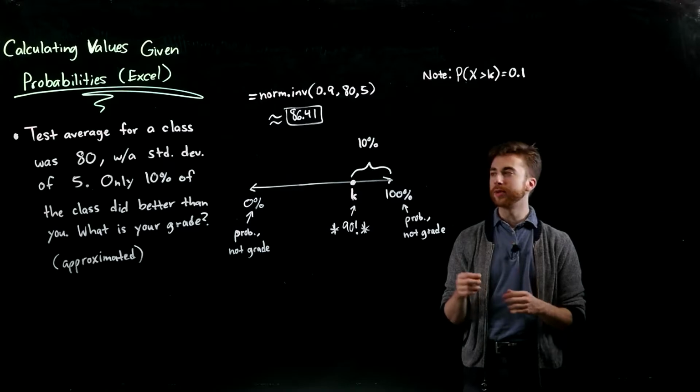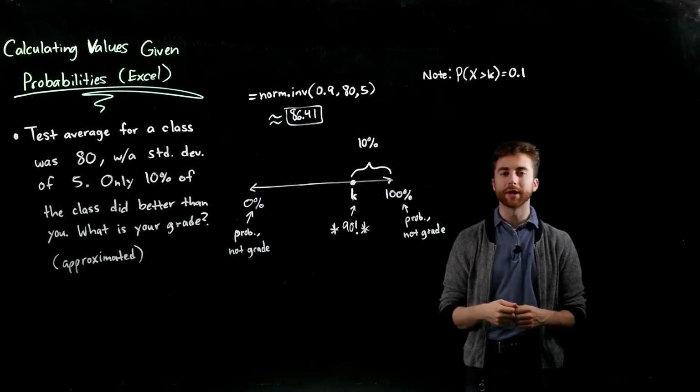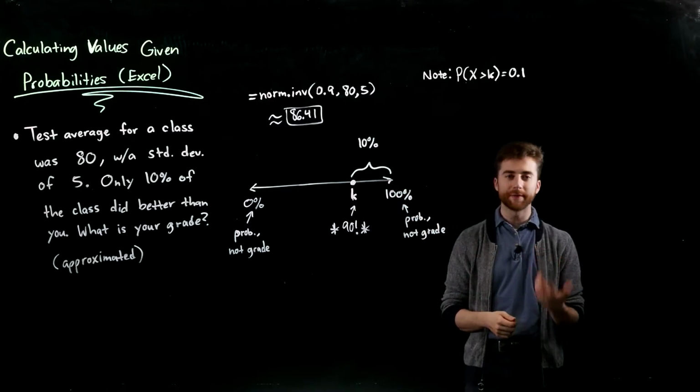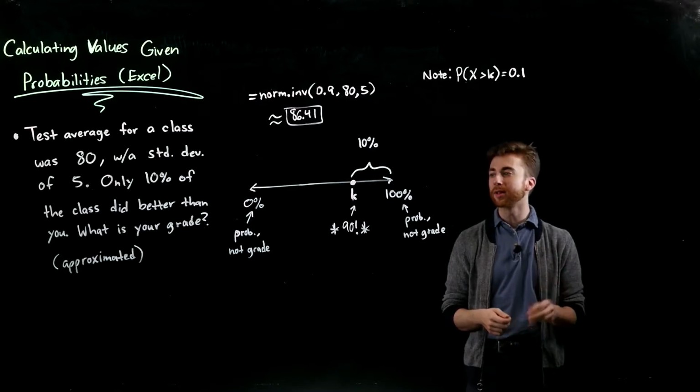For this problem, you can see that we're dealing with a test average for a class of 80, with a standard deviation of 5, and only 10% of the class did better than you.